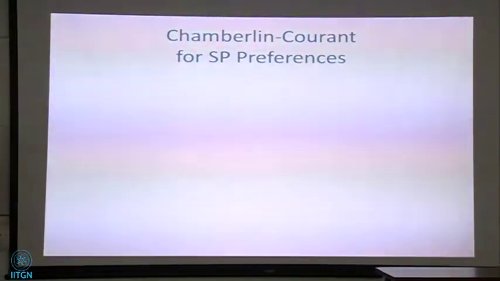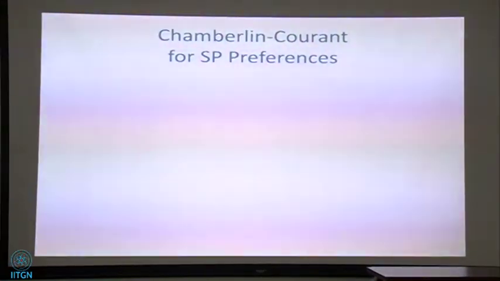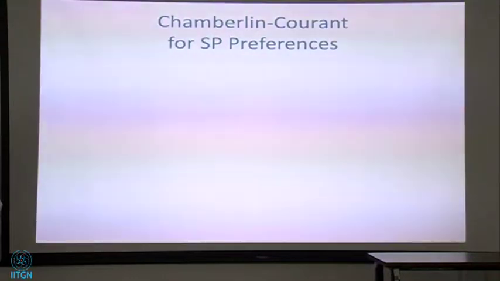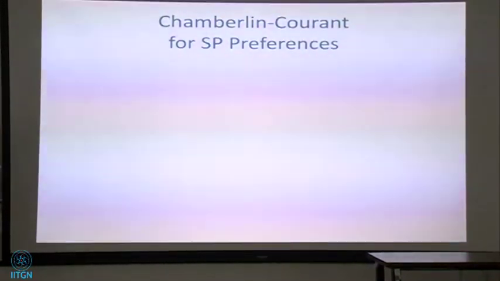Okay, so what we want to do now is compute a winning committee under Chamberlain Current for single-peaked preferences. Note that I'm not trying to output all possible winners, right? There can be many committees with the maximum Chamberlain Current score, even with single-peaked preferences. I'm not making it my job to find all of them. For one thing, there can be exponentially many, right? So I don't care. I just want to output some winner.